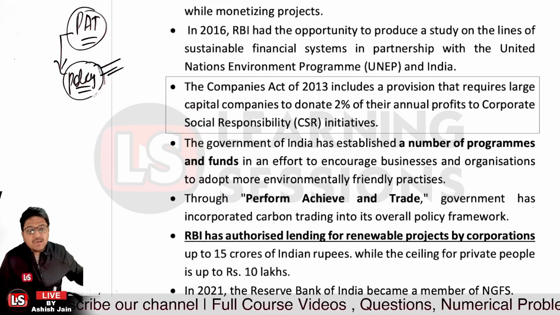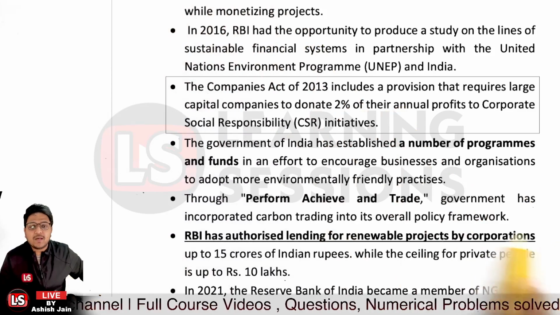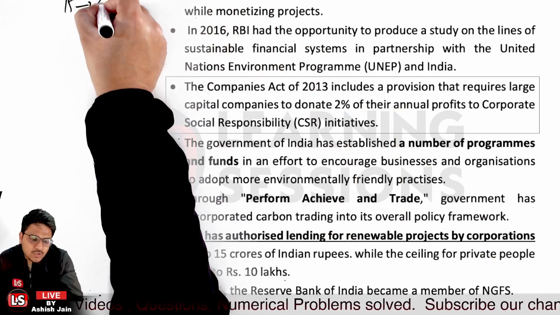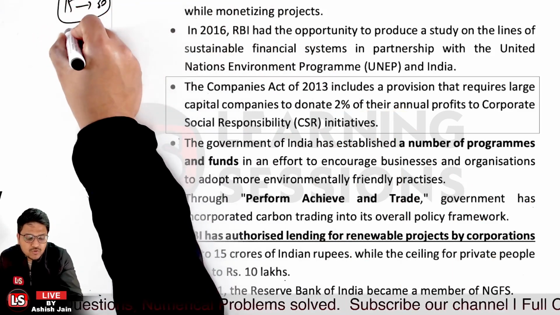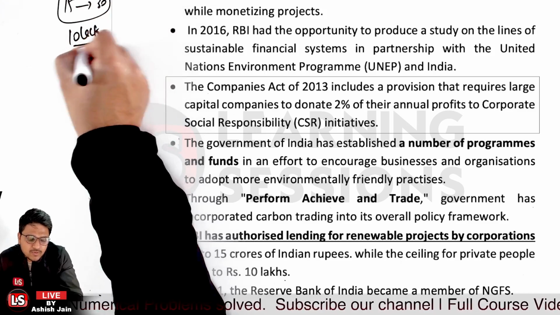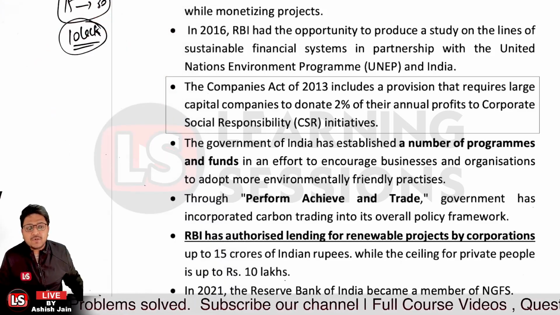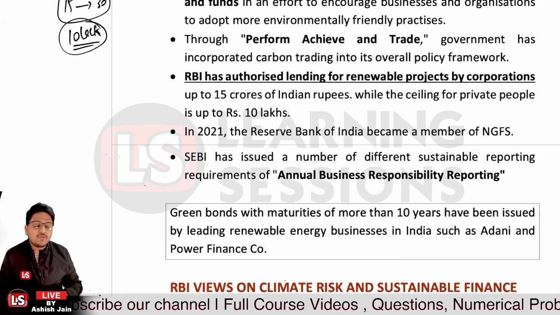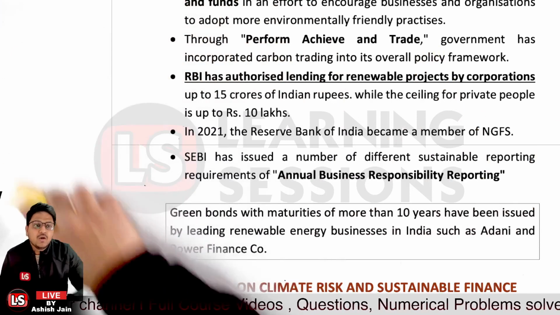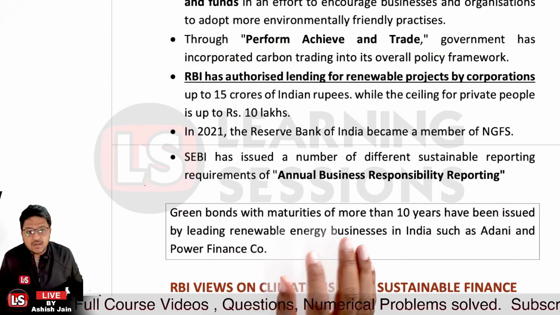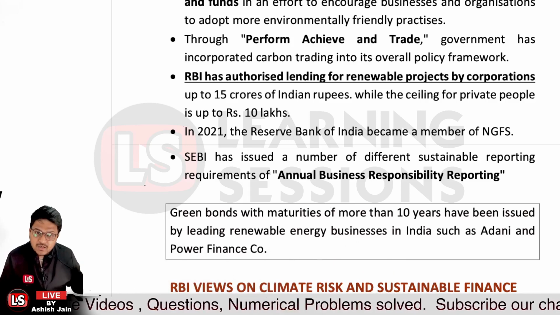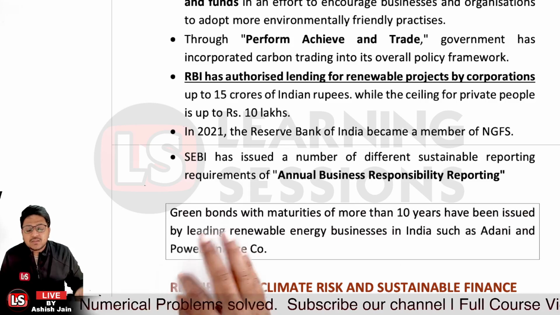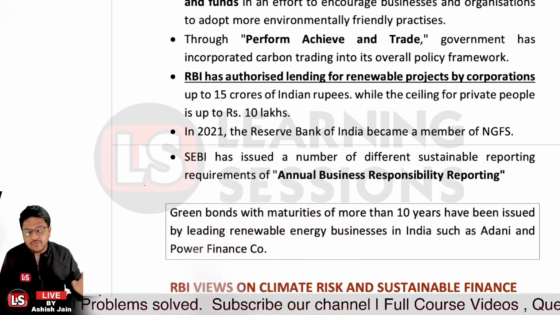And RBI has also authorized lending for renewable projects by corporations. Previously the amount was 15 crore; now it has been increased to 30 crore for renewable energy, and for individual households the amount is up to 10 lakhs if you are using it for renewable energy purposes, right? And in 2021, the Reserve Bank of India became a member of NGFS, that is the Network for Greening the Financial System. It was all related to sustainability and the part India plays in the same, right?